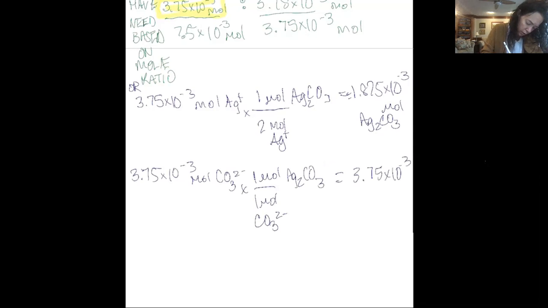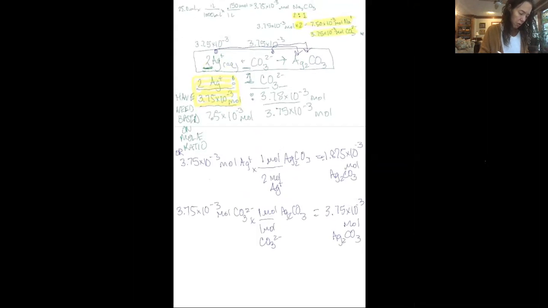So a lot of you were taught this method. It is longer. It's tried and true. There is another way you could go about this. But basically, I have enough silver to make 1.8 moles of the compound. I have enough carbonate to make 3.7 times 10 to the negative third moles of the compound. Thus, the silver here is limiting the amount of product that I can make. This is my limiting reactant. This is my theoretical yield.